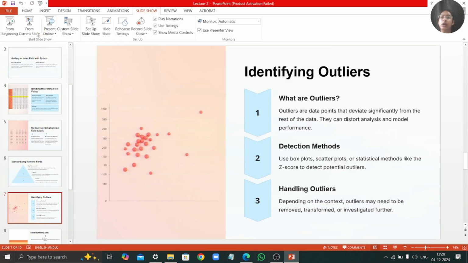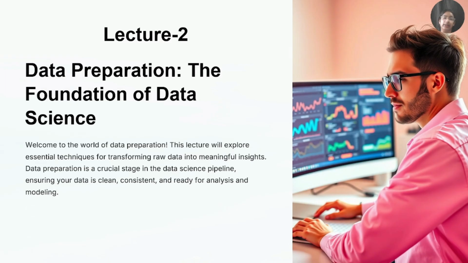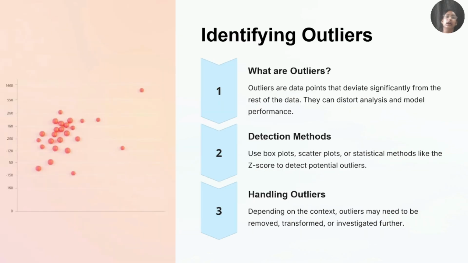Then we'll look at what outliers are. Outliers are the points that deviate significantly from the rest of the data. These are outlying, not in the group. Like you can see this one bubble outside the cluster. How can we detect it? We can detect it using box plots, scatter plots, and statistical methods like z-score. After detection, it is very important to handle these outliers. How can we handle them? It depends on context. We can remove them, transform them, or investigate them in the future.